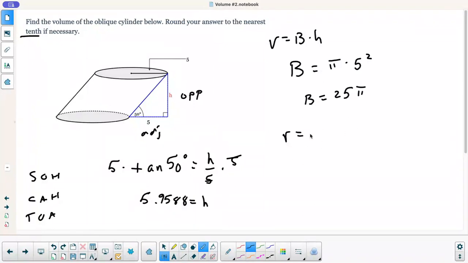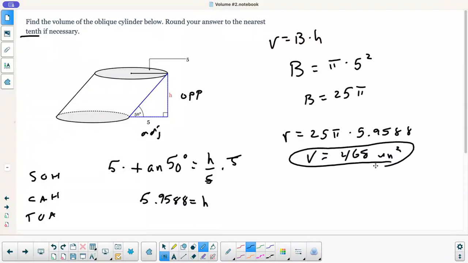So my volume equals 25 times pi times 5.9588. Or you could just leave it in your calculator. That's what I'm going to do. I'm going to leave it in my calculator right here, and that way I don't have to round at all, technically. I'll just put times 25 times pi, and I'm going to get my volume equals 468.0 cubic units. Okay, so if you get one or two like that on there, those are a little more advanced because they're applying multiple standards in one problem.